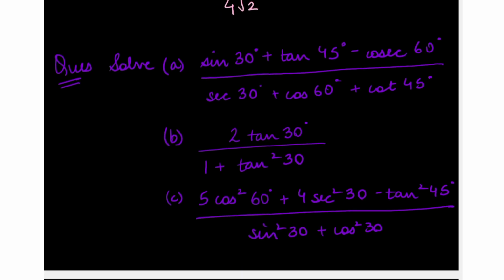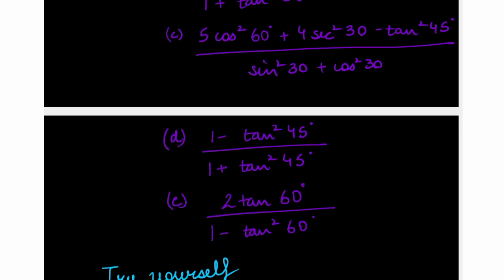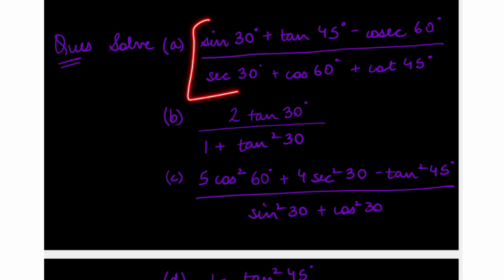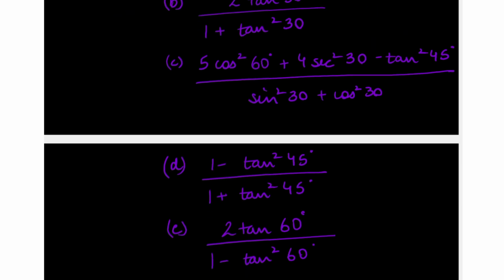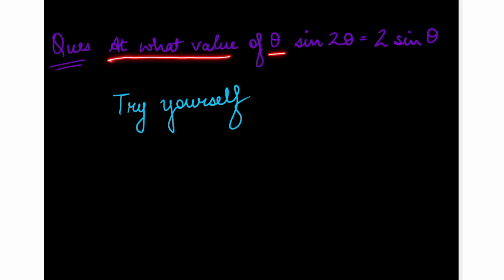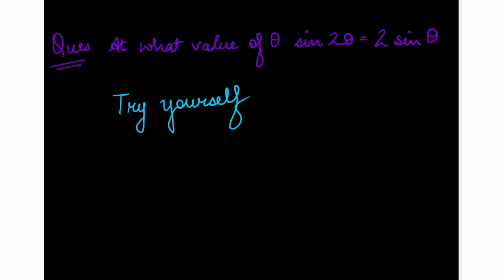Okay, now there are a few more questions that are given here. Basically there are 5 more questions given here. You can practice these by yourself and you can also see how much of the table you have remembered. It will help you remember it also. The last question is, at what value of theta is sine 2 theta equal to 2 sine theta? This is the last question and you can try it by yourself. If you can do it, it will be very nice.